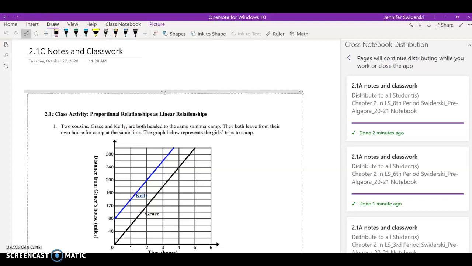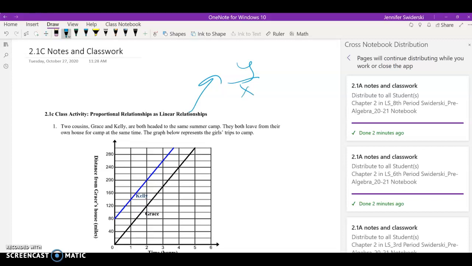Right, so 2-1C is on proportional relationships as linear relationships. Okay, so continuing to talk about y over x and the unit rate, we're always trying to figure out how much is in one. So 1x, right? So we're usually trying to figure out this number up here on top.